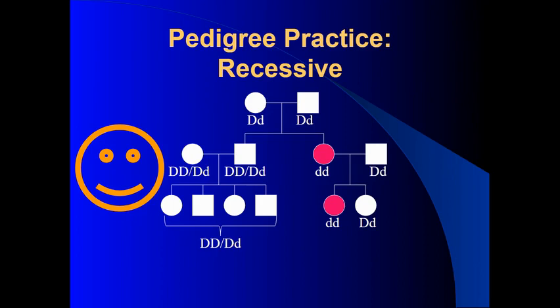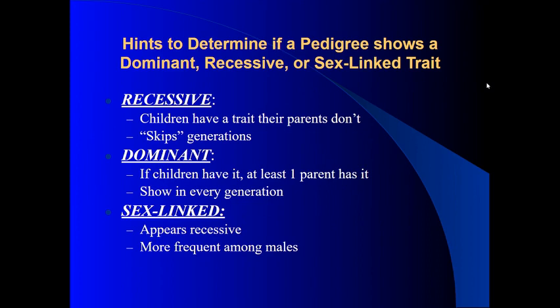Now, to save time, there are some hints so that you don't have to do every single pedigree 3 ways to determine what the inheritance is. And so these are the hints to determine if a pedigree shows a dominant, recessive, or sex-linked trait. If a trait is recessive, it's possible for children to have a trait their parents don't. And oftentimes we will see a recessive trait skip a generation and then reappear again later. For dominant, if children have it, at least one parent had to have it. It can't skip generations. And so dominant traits we will often see in every generation.